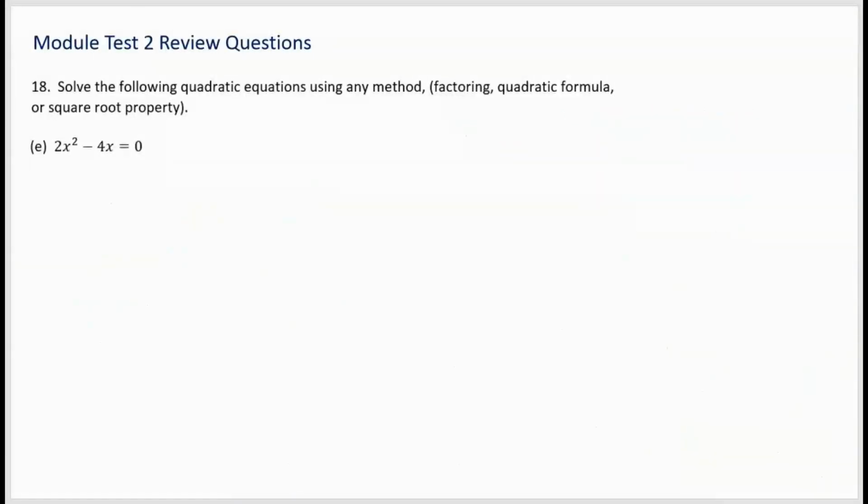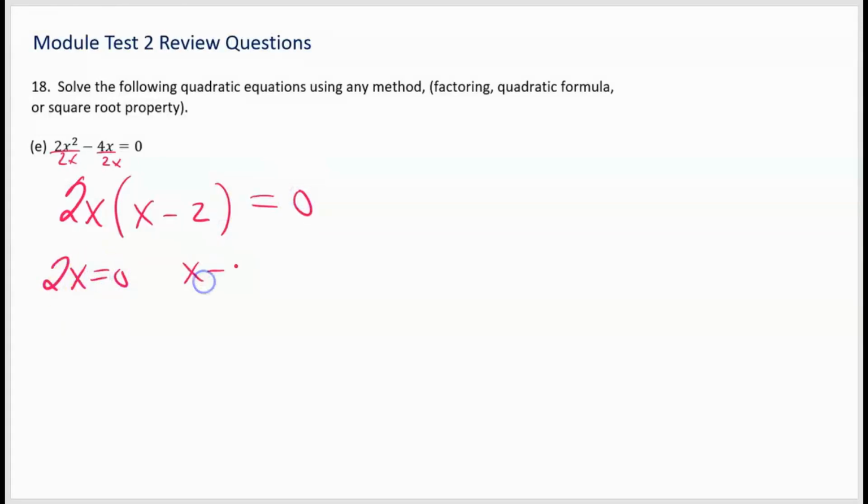Notice I've only got 2 terms, and those 2 terms have something in common. A 2 will factor out and an x. So if I pull out a 2x, that's going to leave me with, remember I'm dividing each of these by 2x, x minus 2 equals 0. And then I set each factor equal to 0. So 2x equals 0, x minus 2 equals 0.